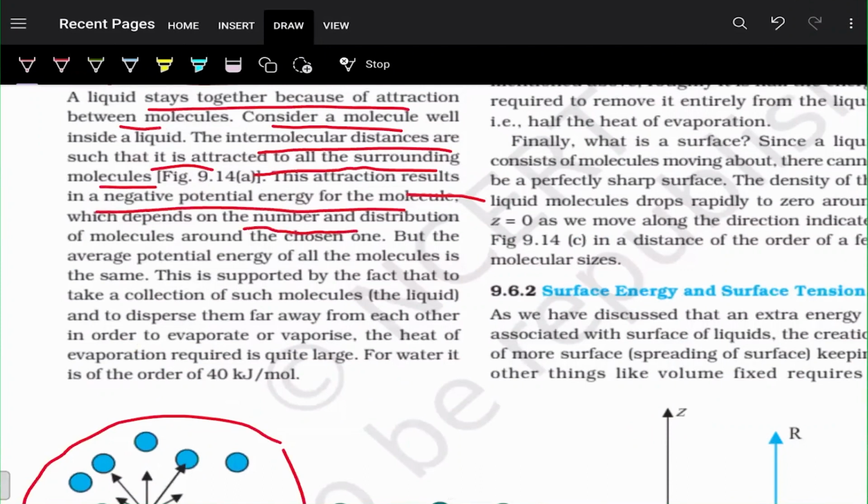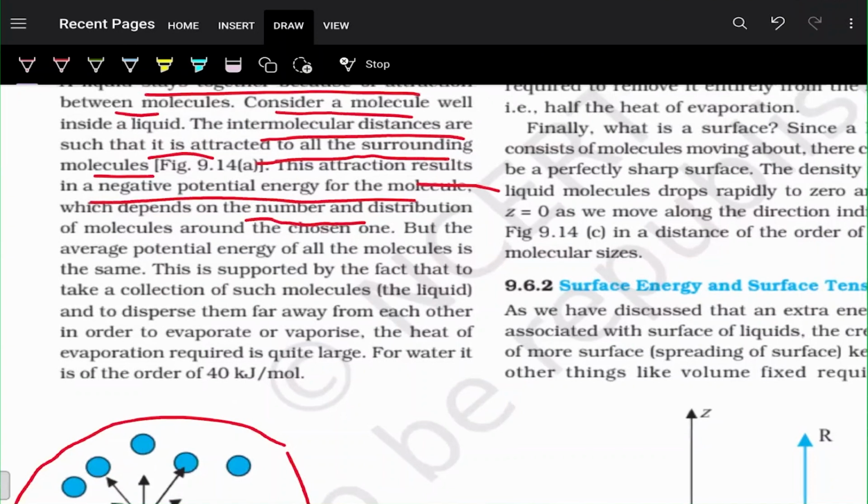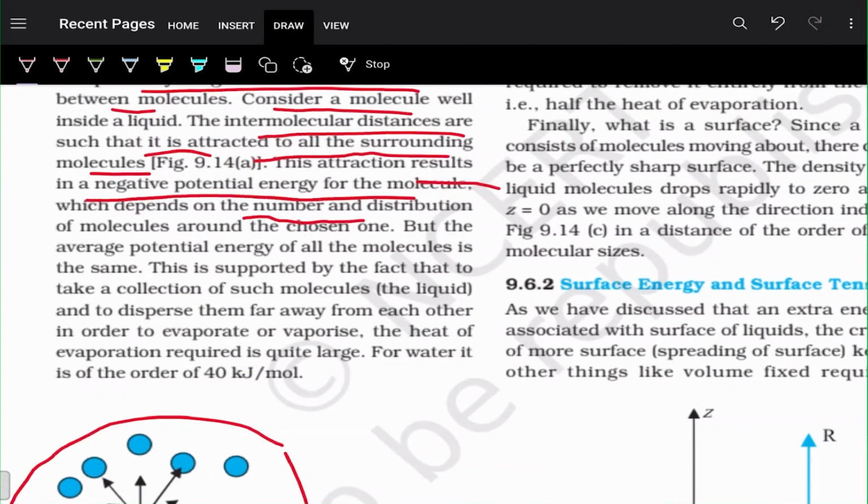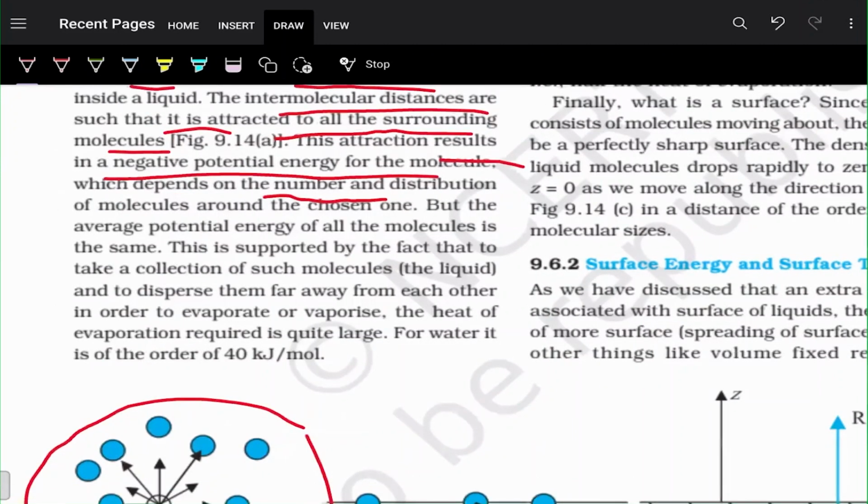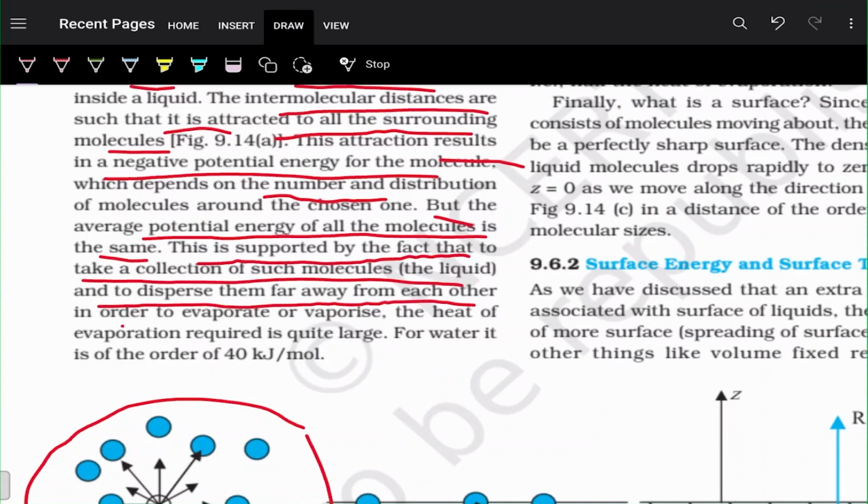So this attraction gives the molecule a negative potential energy, which depends on the number and distribution of molecules around the chosen one. But the average potential energy of all the molecules is the same, and this is supported by the fact that to take a collection of such molecules and to disperse them far away from each other in order to evaporate or vaporize, the heat of evaporation required is quite large.